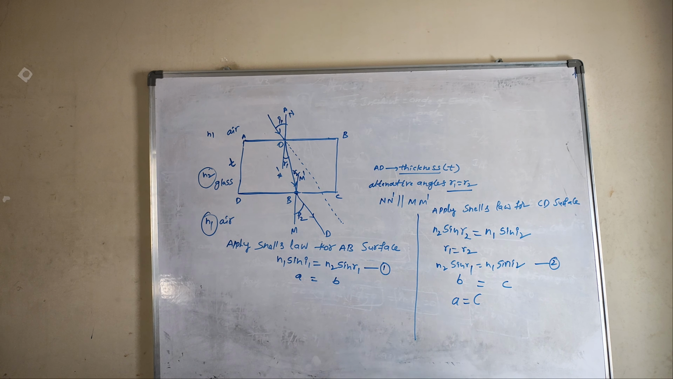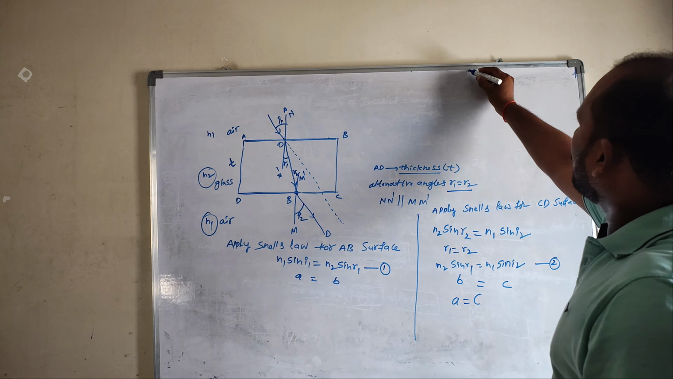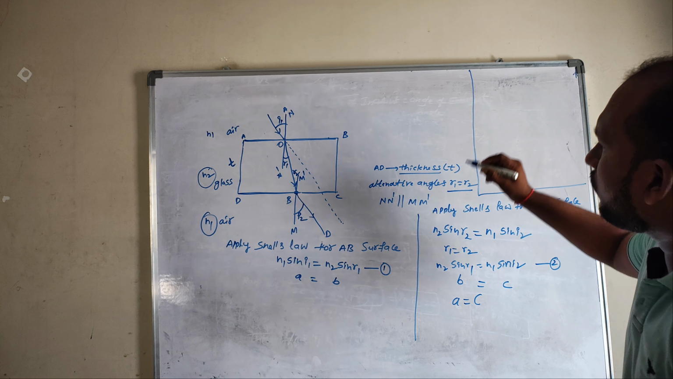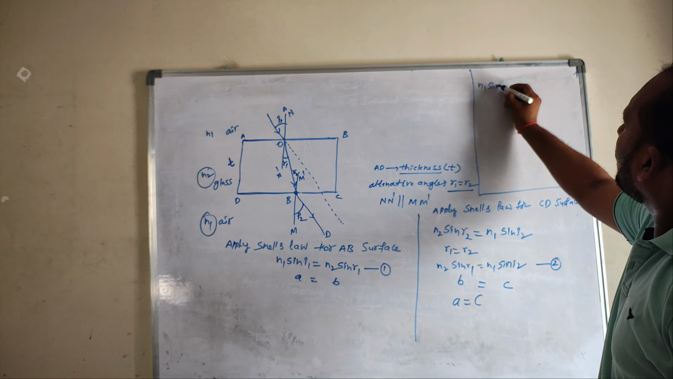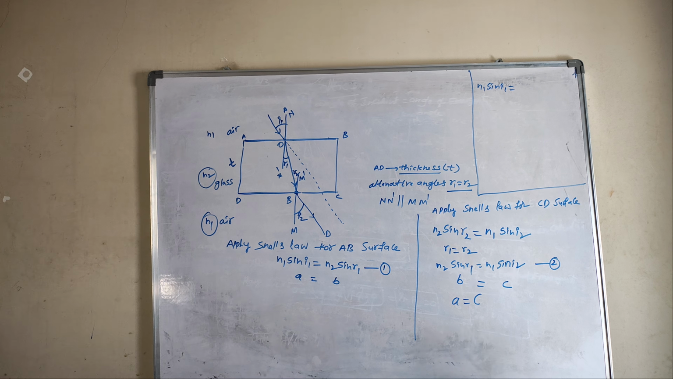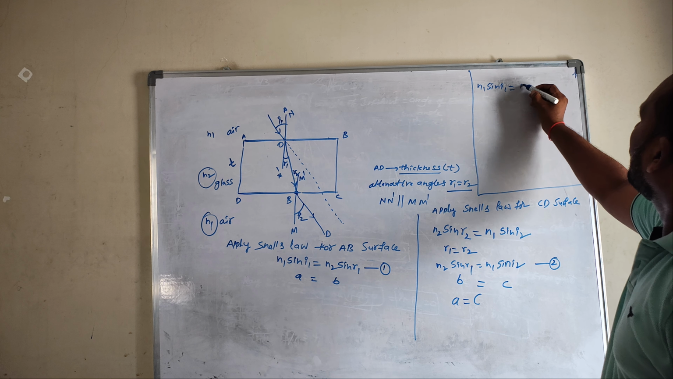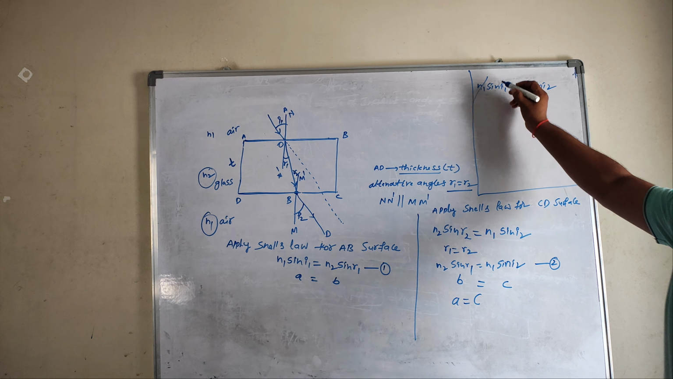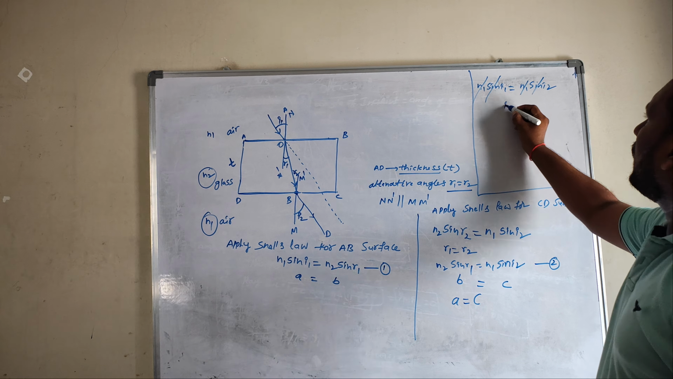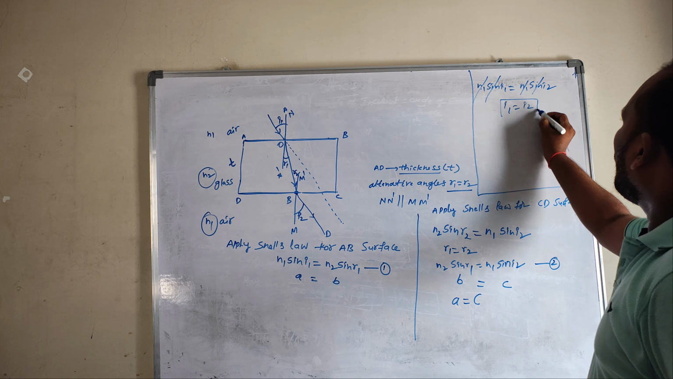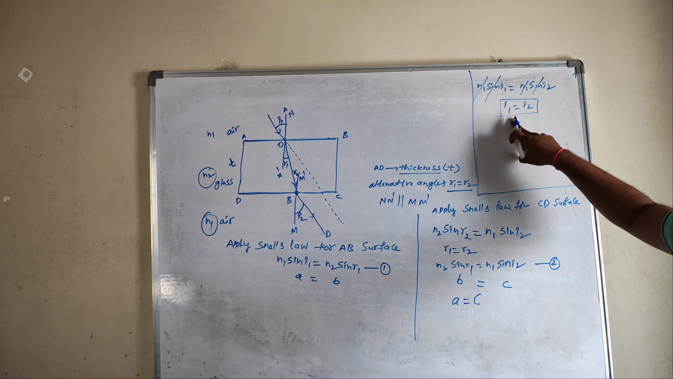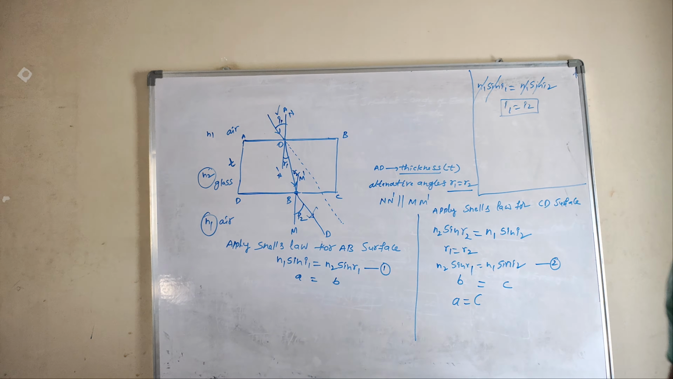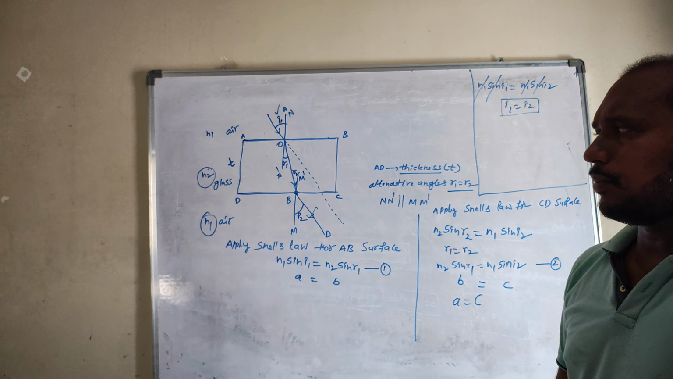So I am applying this one, A is equal to C. What is A here, guys? N1 sin I1 is equal to, next what is C here? N1 sin I2. So N1 cancels, sin cancels. So what you get? I1 is equal to I2. What is the meaning of it? Angle of incidence is equal to angle of emergence. So I hope you people have understood in the class lab.